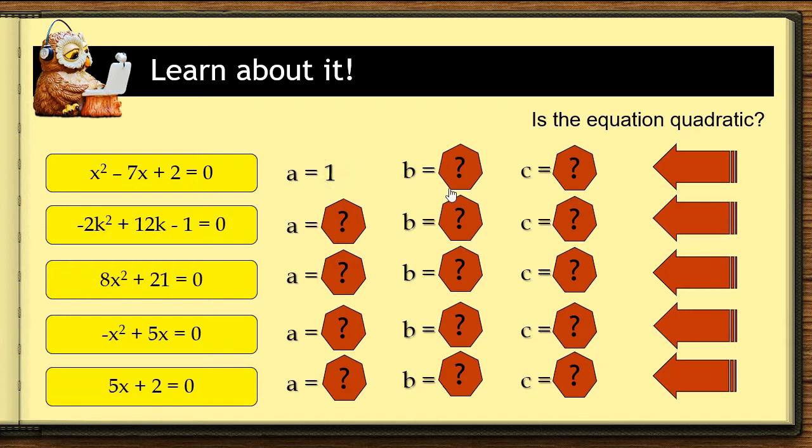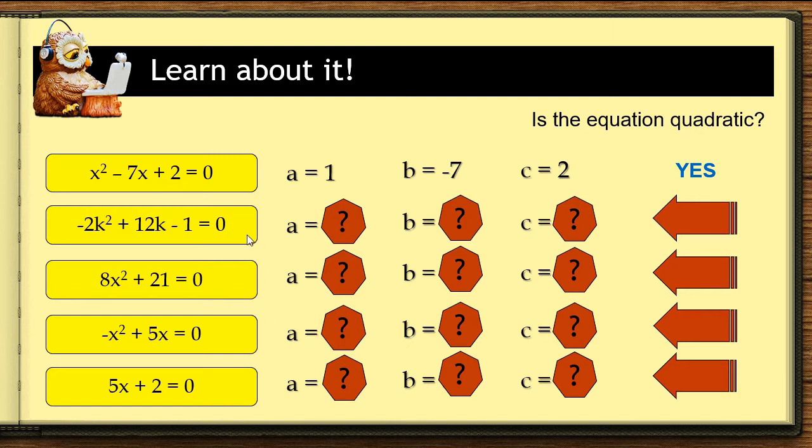And for the value of b, we need to find the coefficient of x in the linear term. And in this example, of course, the answer is negative 7. And for the constant, the answer is 2. Now, the question is this. Is the equation quadratic? Of course, it is a quadratic equation because the highest exponent is 2 and a is not equal to 0.